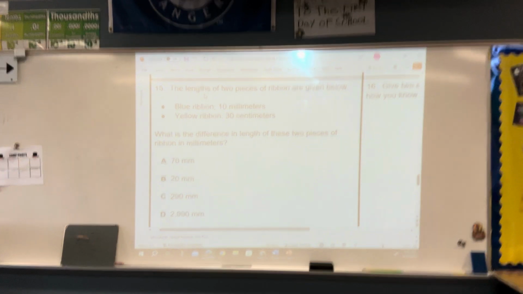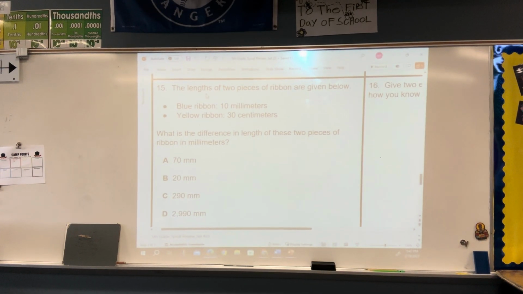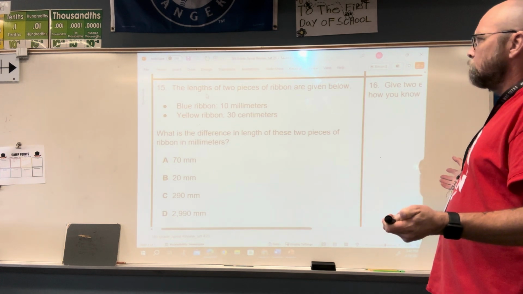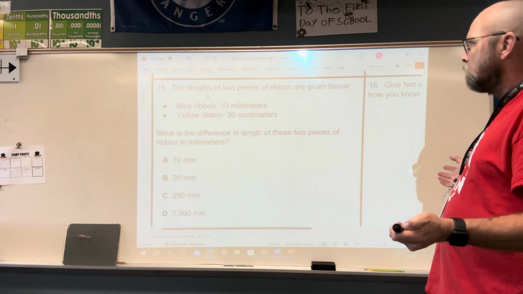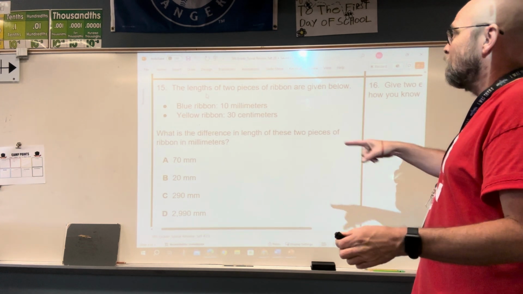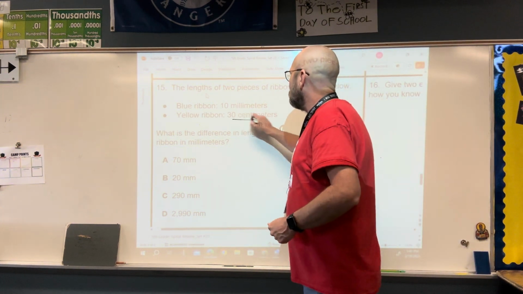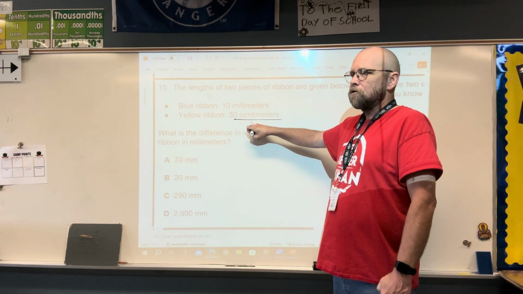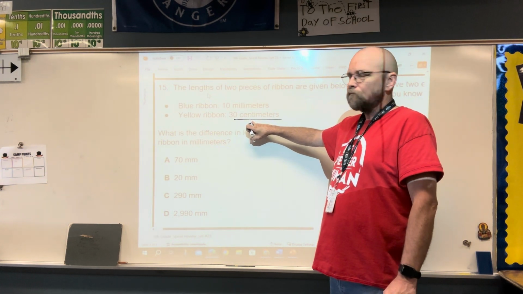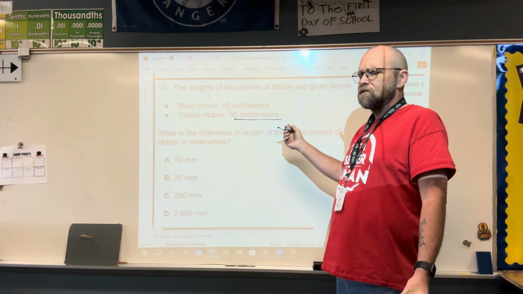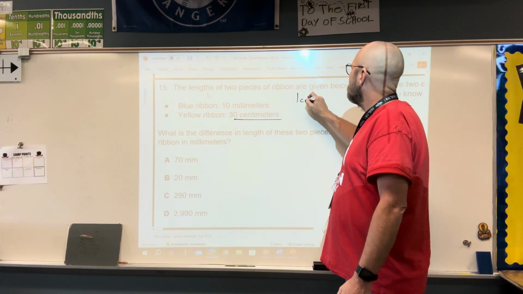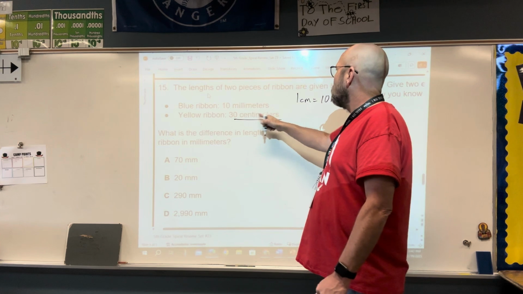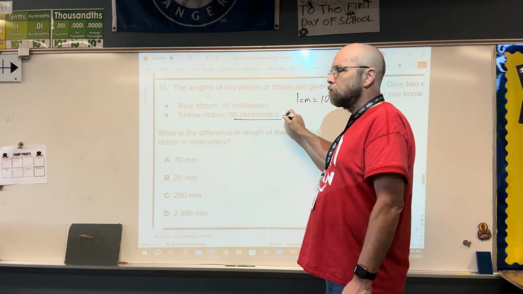The lengths of two pieces of ribbon are given below. The blue ribbon, 10 millimeters. The yellow ribbon, 30 centimeters. What is the difference in length of these two pieces in millimeters? So we need them both to be in millimeters. This is not millimeters because it says centimeters. So how many millimeters are in 1 centimeter? Anybody know? Good, 10 millimeters. Good job. So 30 centimeters equals how many millimeters?